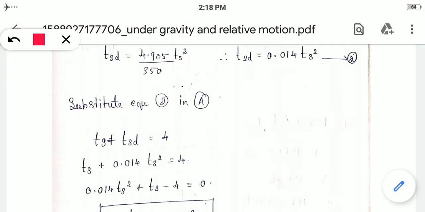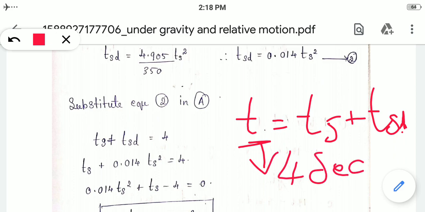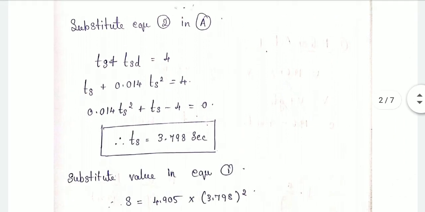See, in which formula they had substituted? T is equal to Ts plus Tst. Whereas the total time taken is given in the question as 4 seconds. So my equation had turned into Ts plus Tst, which is equal to 4. Ts keep as it is, Tst you know is 0.014 Ts square. When you substitute that, you will get a value for Ts, that is 3.798 seconds.